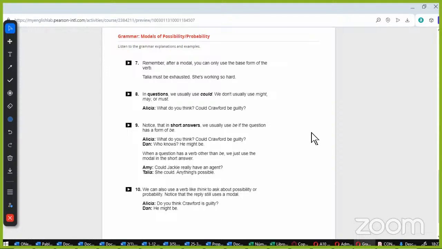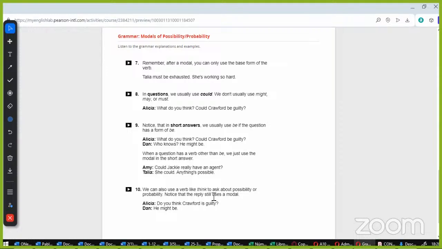Notice that in short answers, we usually use be if the question has a form of be. What do you think? Could Crawford be guilty? Who knows? He might be. When a question has a verb other than be, we just use the modal in the short answer. Could Jackie really have an agent? She could. Anything's possible. We can also use a verb like think to ask about possibility or probability. Notice that the reply still uses a modal. Do you think Crawford is guilty? He might be.